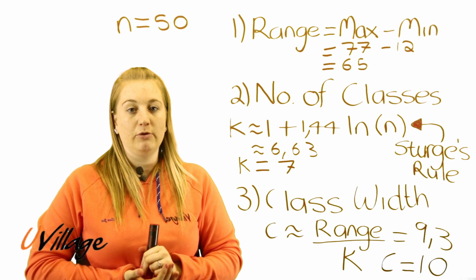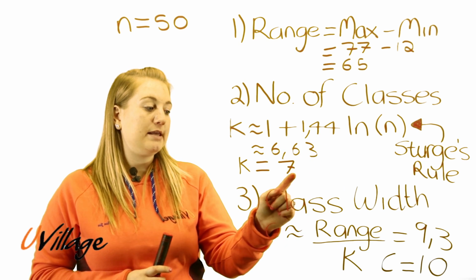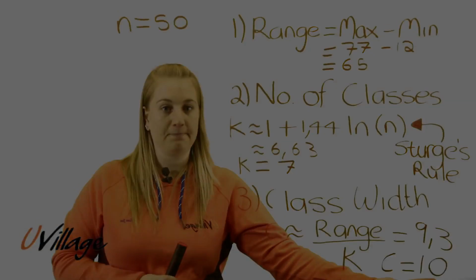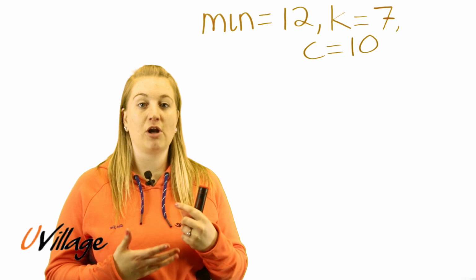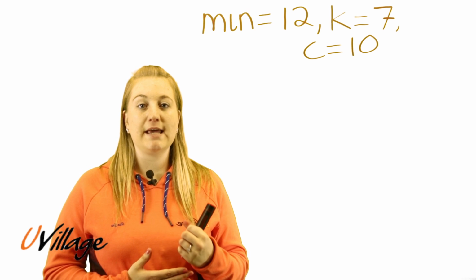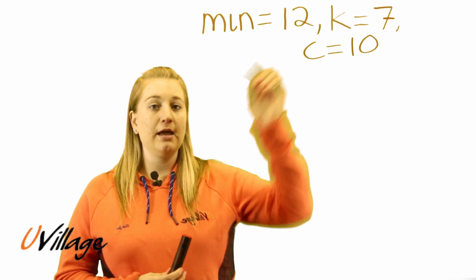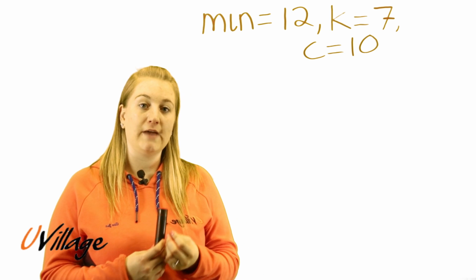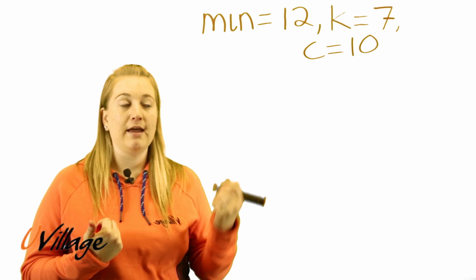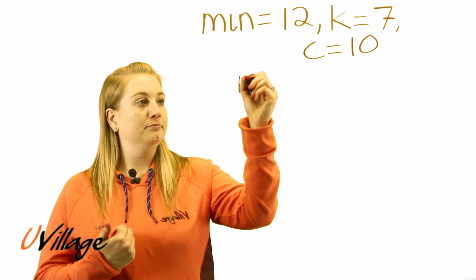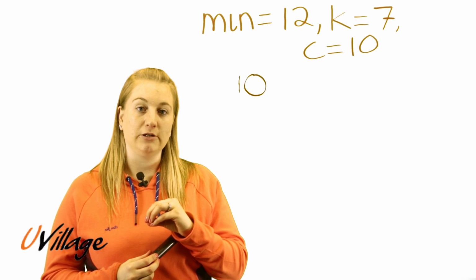So for this example, we know that we're going to be working with 7 classes, each of a width of 10. The fourth step is to calculate the very first value in your first class interval. And this is done by taking a value that is just lower than your minimum value in your data set. There is no strict rule on what this value should be, so to make things a bit easier, I'm just going to take it as 10. So that's going to be my first class interval's lower value.